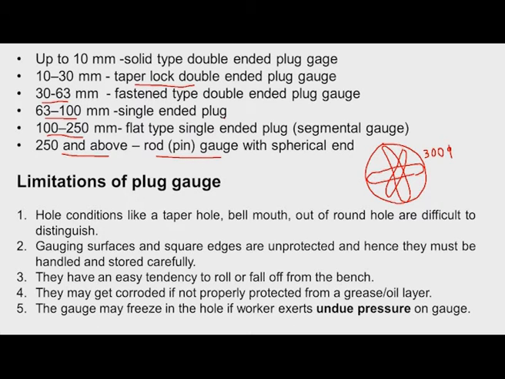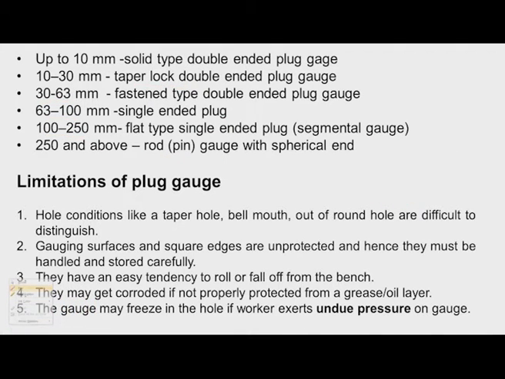Now what are the limitations of plug gauges? Sometimes hole conditions like a tapered hole, bell mouth or out of round hole will be very difficult to distinguish. It will be something like this. Say we have a workpiece like this with a hole like this. So it is tapered, sometimes it is bell mouth like this, it is opened up like this.